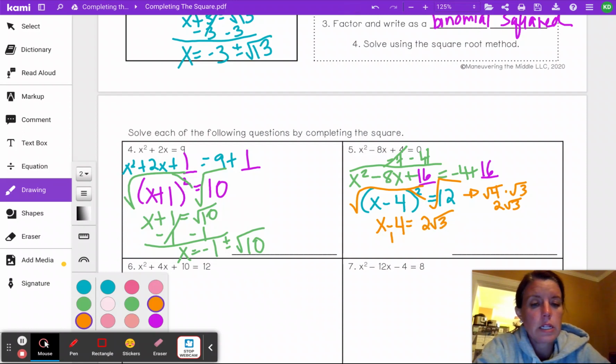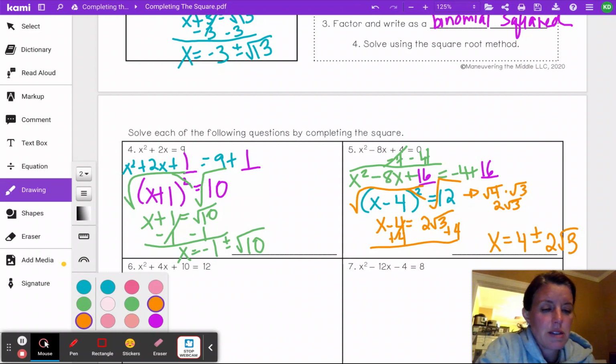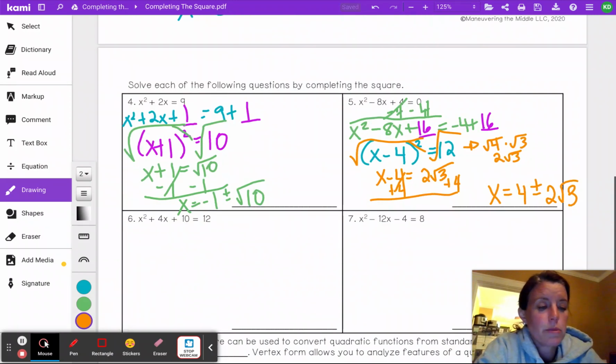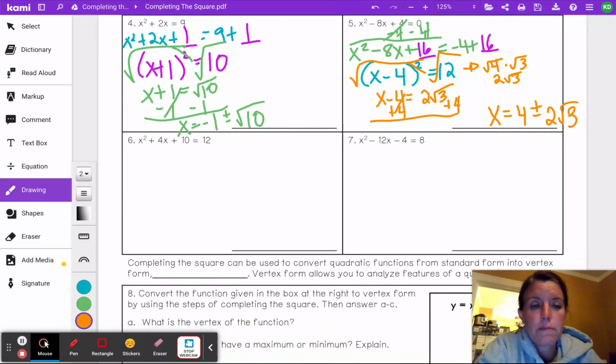So my new answer, add 4 to both sides, is x equals 4 plus or minus 2 square root of 3. We can't combine those because that 2 is hooked up to that square root of 3. So we can't combine those two terms. So you just leave it as 4 plus or minus. Can't do anything else with it.